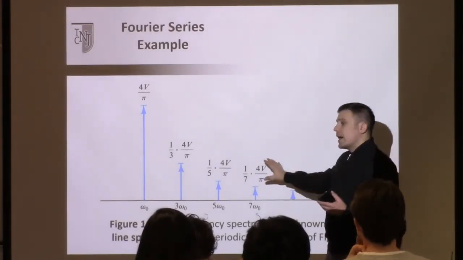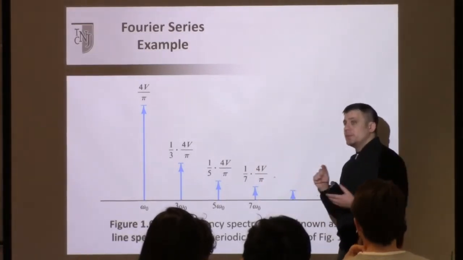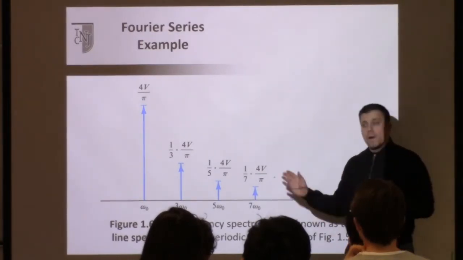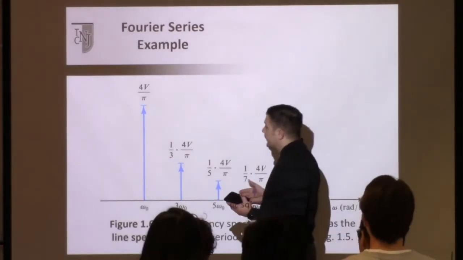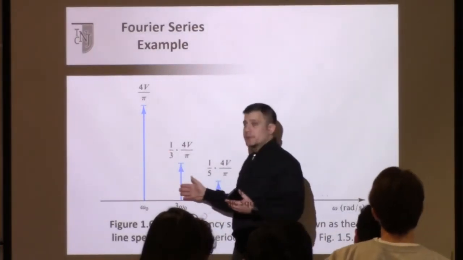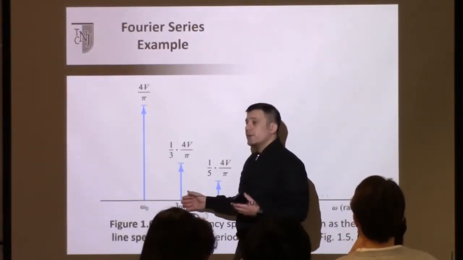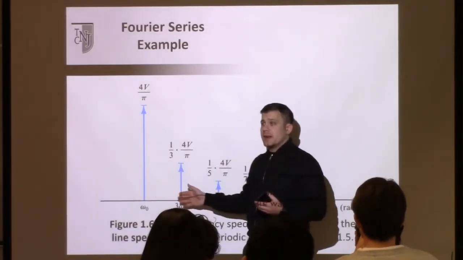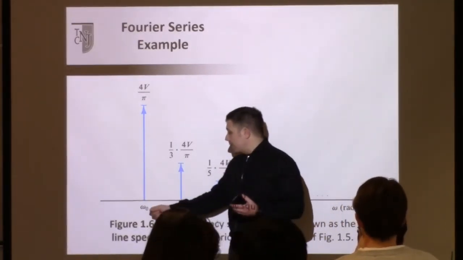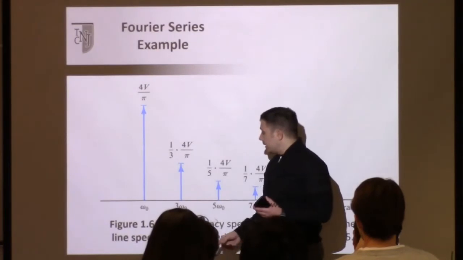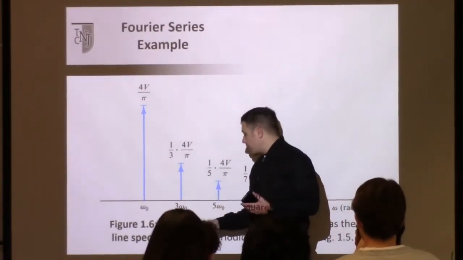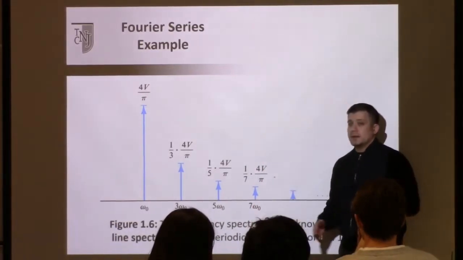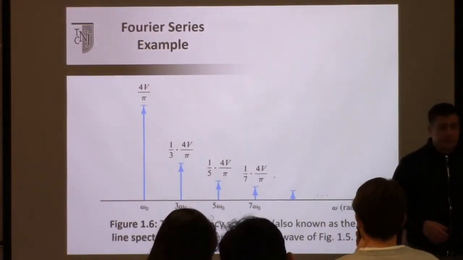So this is the main takeaway I wanted from this example, for you to be able to understand what this means. If you see another problem where a frequency spectrum is represented in this manner, you understand, okay, this is the base frequency, third harmonic, fifth harmonic, seventh harmonic, and the individual strengths.